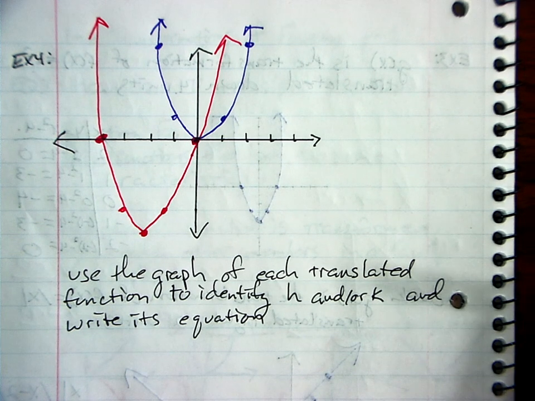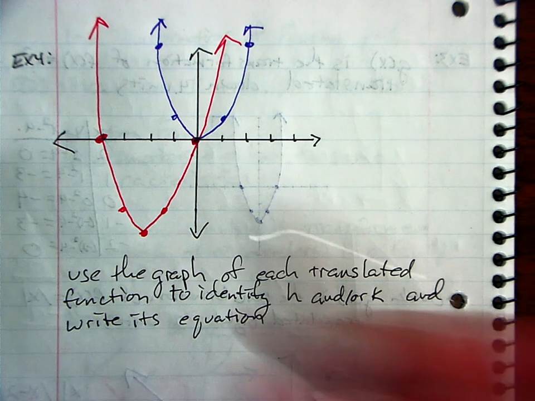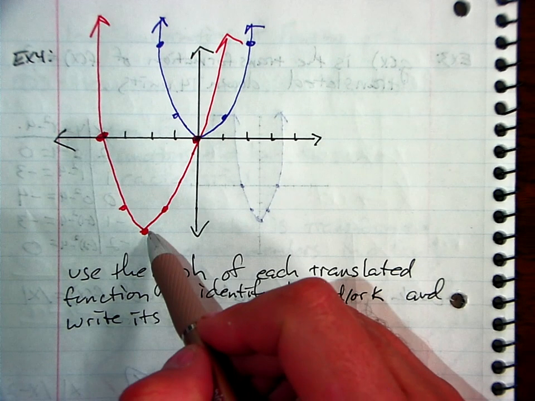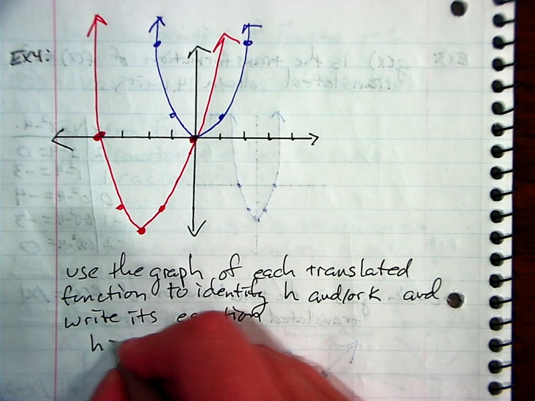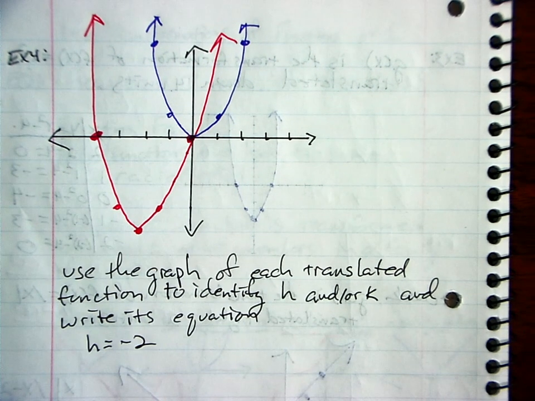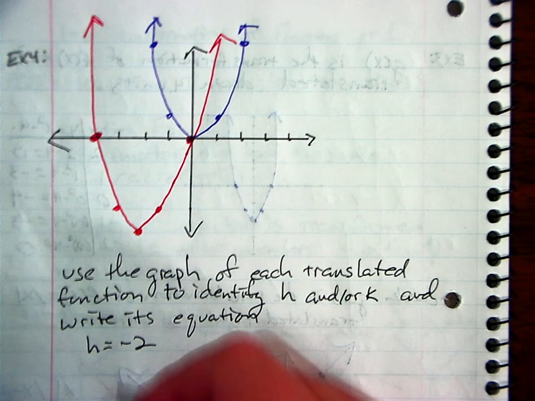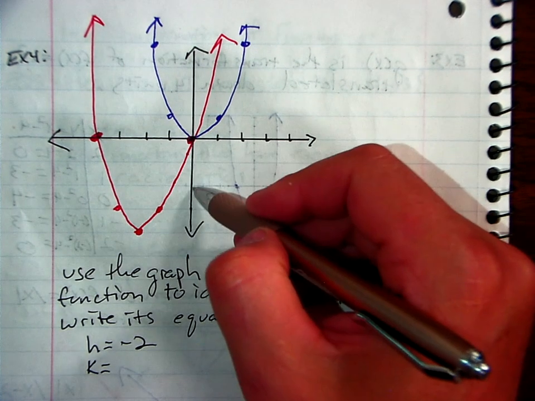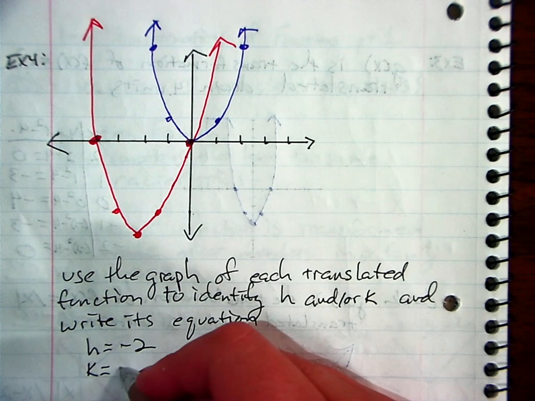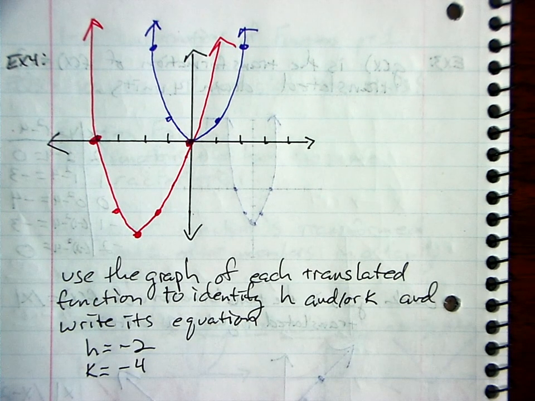And this is just like 7 through 12 on your homework. So the first thing I would ask myself is h controls left to right, correct? So how far did it go to the left? It went back 2. So what's my h value? Back 2, negative 2. How far down did it go? 1, 2, 3, 4, negative 4. So can I now write that as an equation?